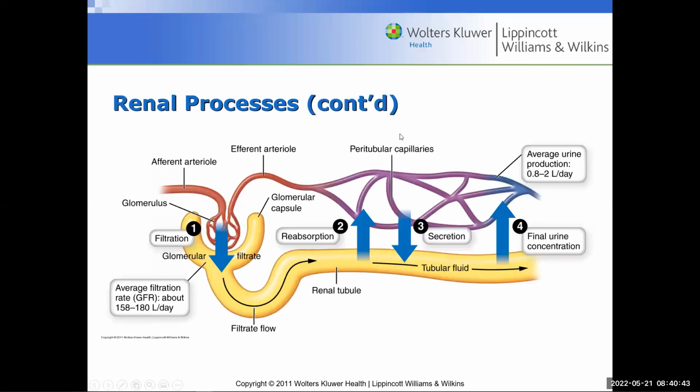Let's have a look again at the processes along the length. The first thing that happens is the glomerulus, so the afferent arteriole coming in splits up into even smaller sections. The reason why it splits up is to increase the pressure. In terms of the functionality of the kidneys, the way it does its work is by pressure filtration. That is always important to remember.